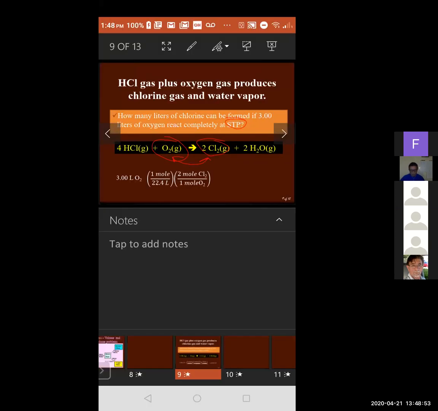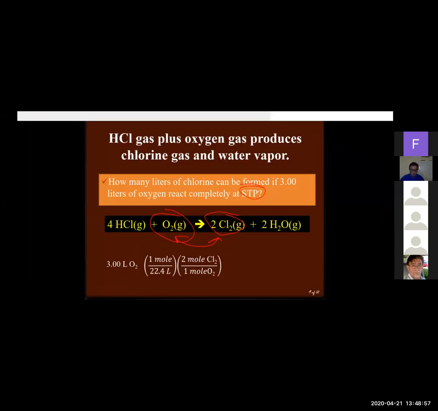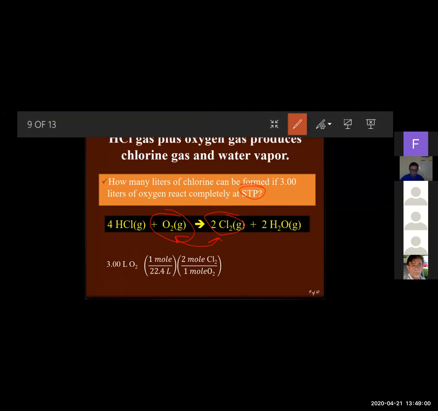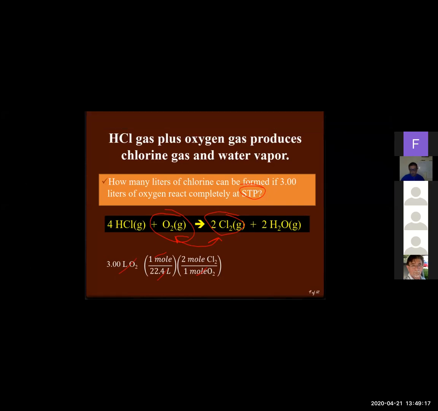Sorry about that. Here we go. Pushed the wrong button. Keeping track of my units, you can see things cancel out, leaving us with moles of chlorine. The question says we want to know how many liters of chlorine gas. So since we're at moles of chlorine, we can use that relationship again of 22.4 liters. And we end up with 6.00 liters of chlorine.